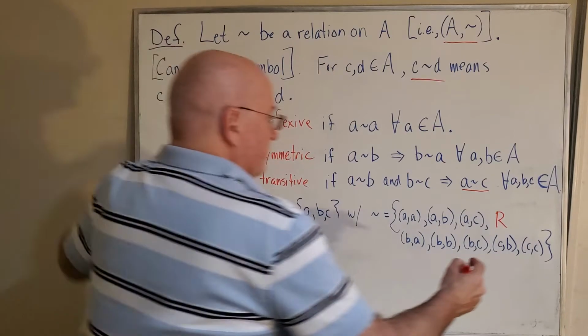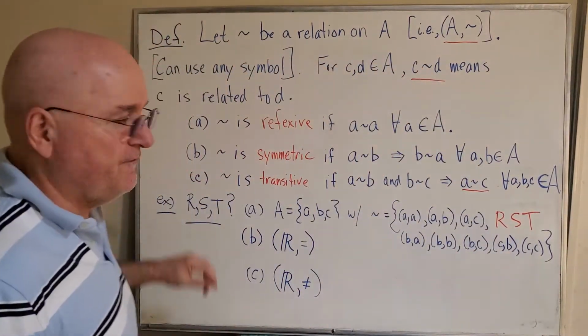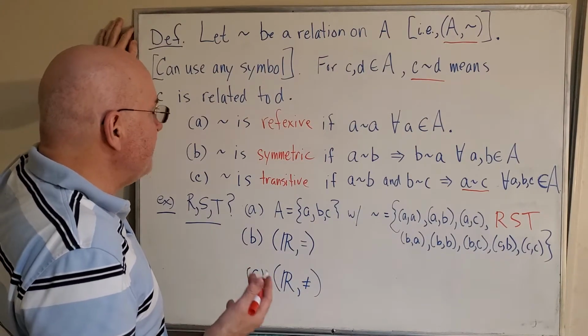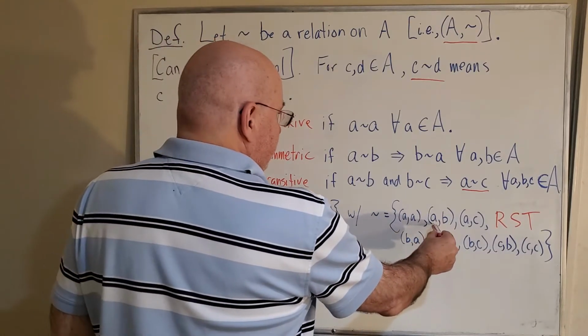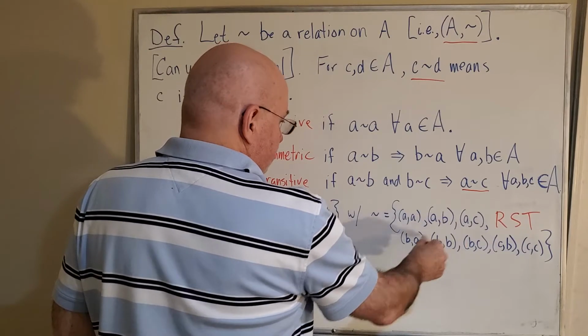Now, I know what I'll do. I'm going to do R, S, T, and I'll cross out the ones that are false. R is good. We leave the R. How about symmetric? For example, here is AB. Does that imply we have a BA? Yes, it does.